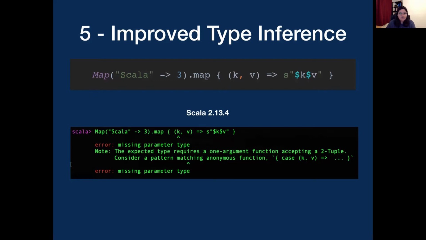The error message is somehow useful. It does explain what the Scala compiler expects from us. Then it says, consider a pattern matching anonymous function, and it suggests maybe you should put a case keyword, which is great. But maybe you're new to the Scala language and you don't know what that case keyword is. Maybe you're not familiar with functional programming, so an anonymous function means nothing to you.